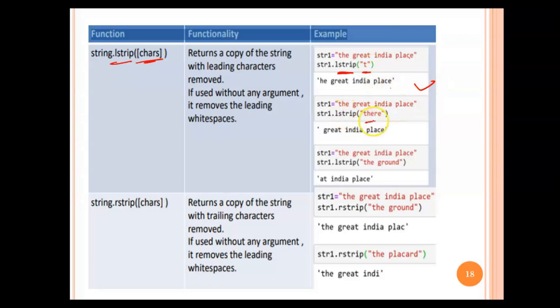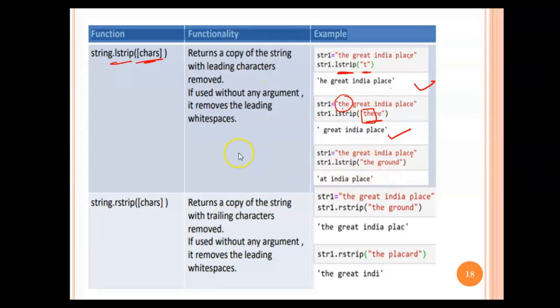Now you can check there. Now we are checking for 'the'. There is no 'there' here, but 'the' is there, okay? So this will be removed because it is part of the removal characters. So we get 'Great India Place'. Now you check the third one. We have 'the Great India Place', okay? So 'the' is there, and in that case 'ground' is also there. So it will work like this.